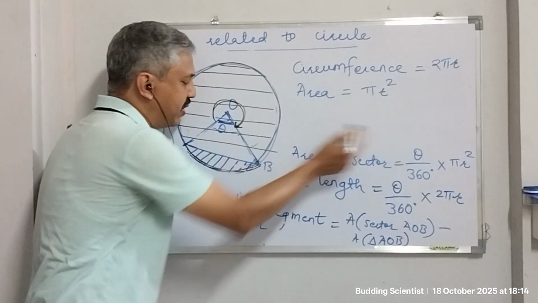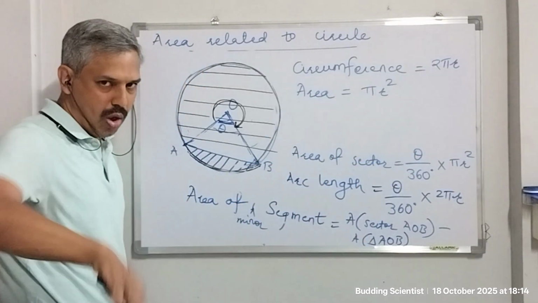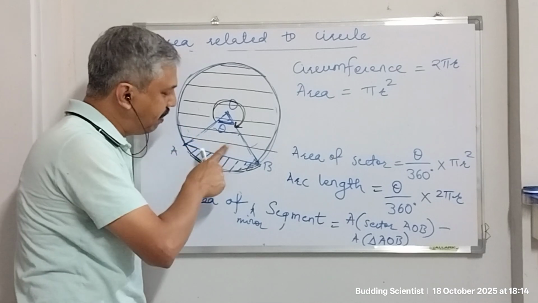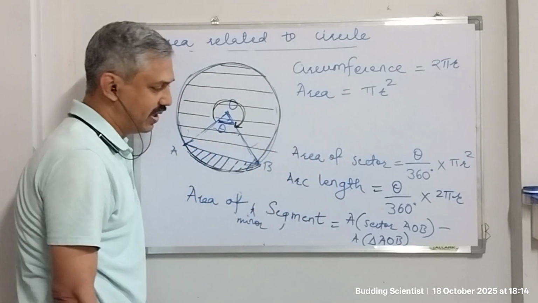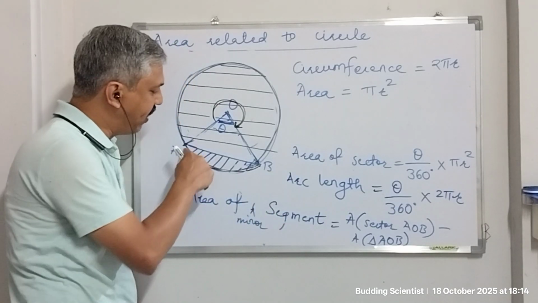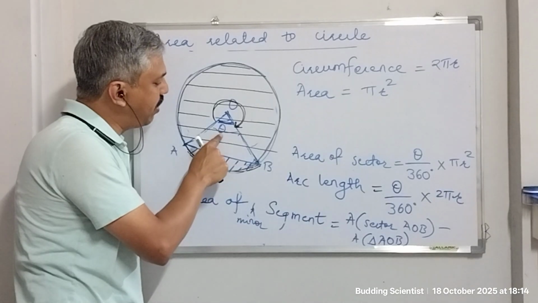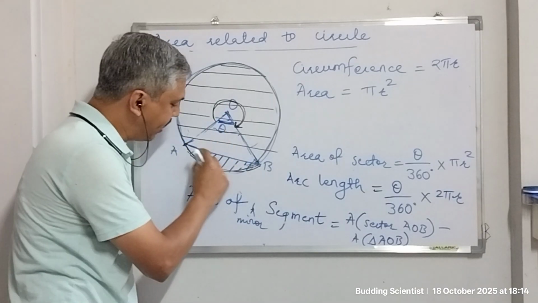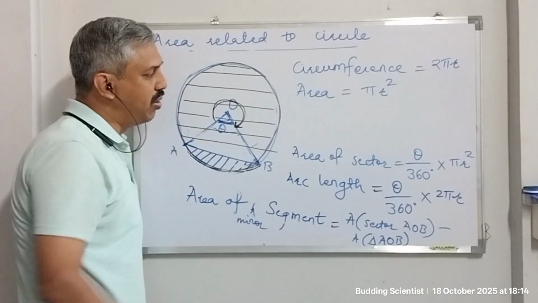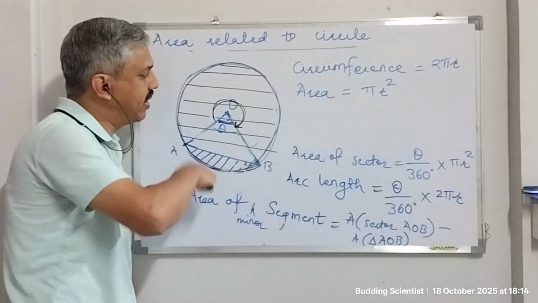Area of the major sector you can always find out: put this angle upon 360 into pi r square, and you get the area of the major sector, or find the area of the minor sector and subtract it from the entire circle's area. For finding the area of the segment, there is no choice. You have to find the area of the minor sector, then the triangle AOB, subtract the area of the triangle from the sector, and you get the area of the minor segment. From that you can calculate the area of the major segment by subtracting the minor segment's area from the area of the circle.